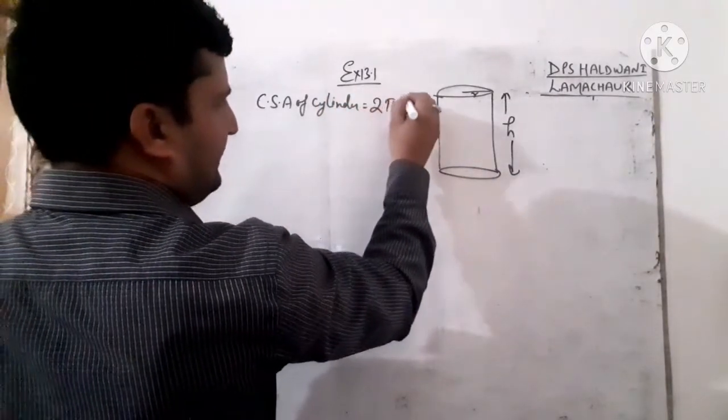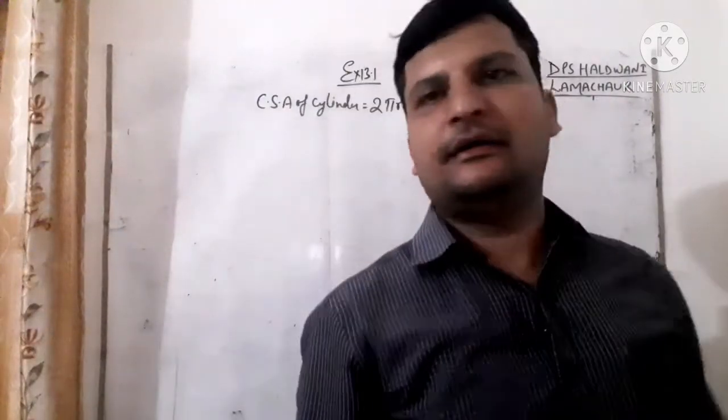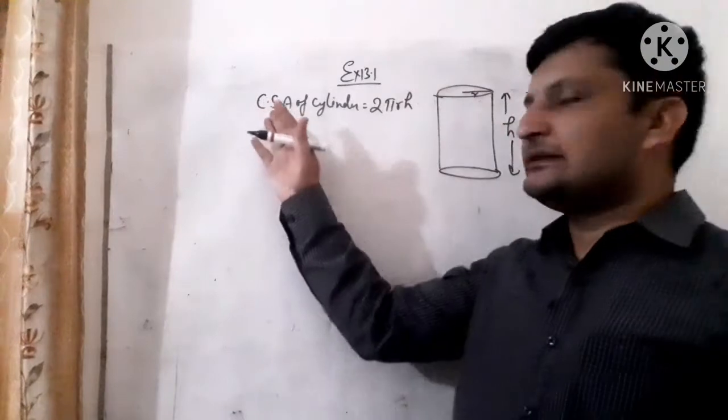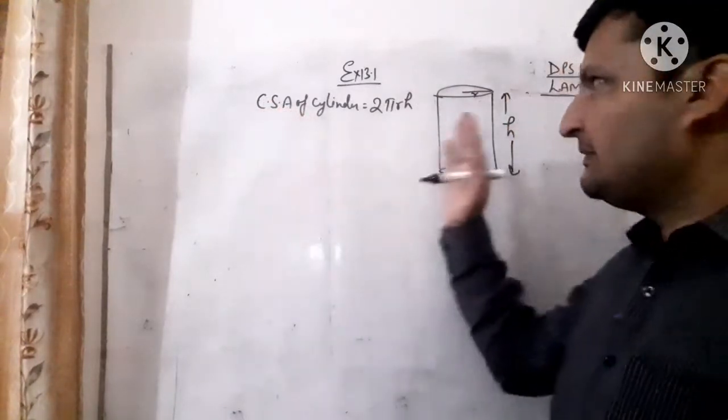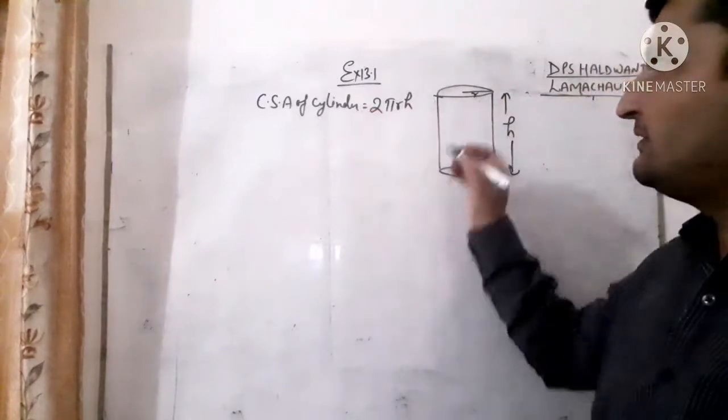2 pi r into h, means circumference of the circle multiplied by h. So we can find CSA. CSA means, student, curved surface area, means that part which we are covering. So this is called CSA of cylinder.